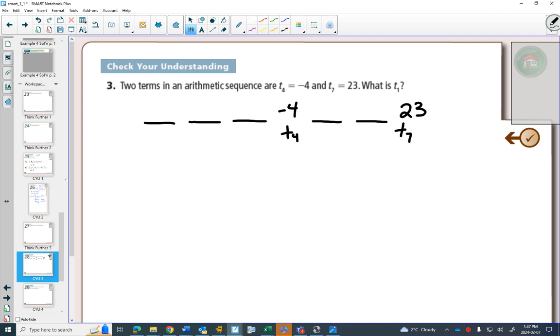I'm going to show you two techniques for solving this. And then you can decide which one you would like to use if you were doing this on a test. Okay? So we're going to call this method 1.